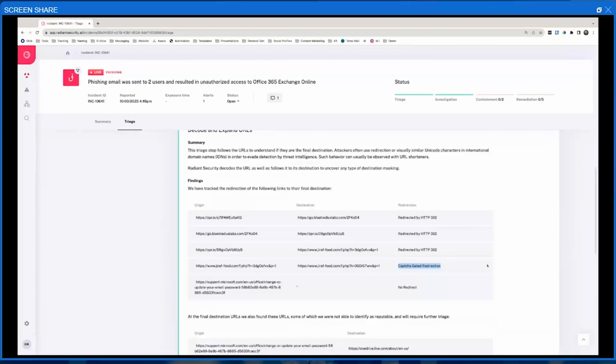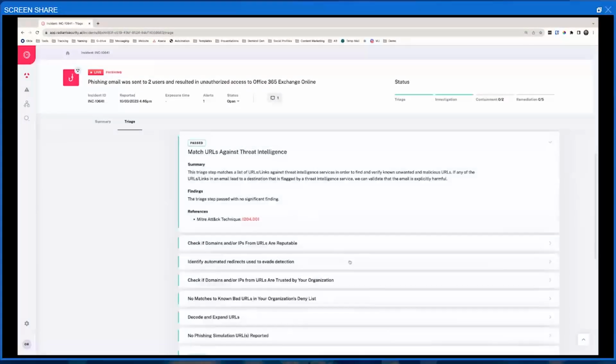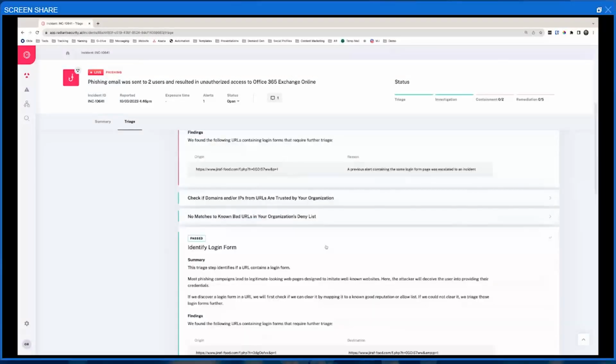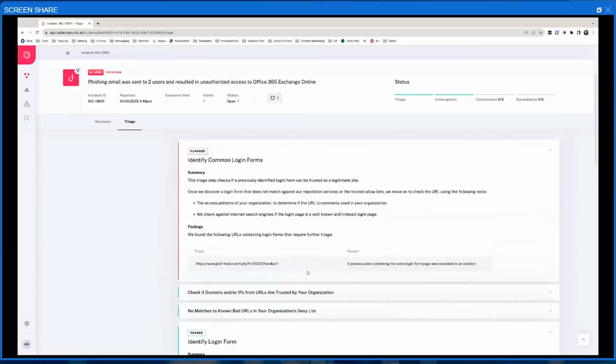It checked with threat intelligence. It looked to see if there's a login form. It used behavioral modeling to figure out if this is a normal login form for your organization. And eventually it came to the conclusion that this is malicious. And so this is the sort of thing that happens every single time.